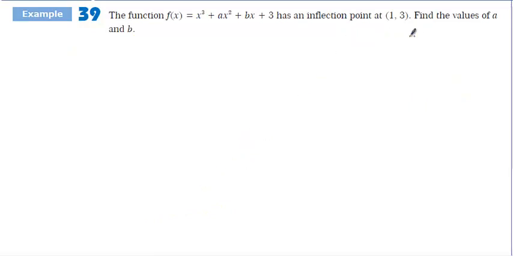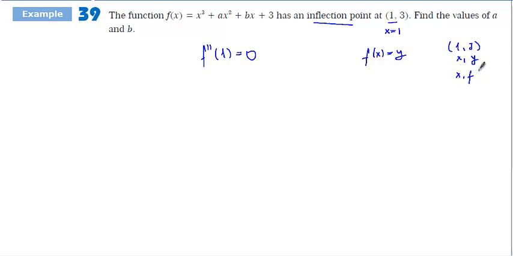Here in this question, the inflection point is already given. Here at x is equal to 1, it means that we have an inflection point. So all this means that f''(1) is going to be equal to 0. And the second part in this question: f(x) is equal to y, and the ordered pair is (1, 3). If it is written like (x, y), it means (x, f(x)), which means (1, f(1)), and that's equal to (1, 3). So f(1) is equal to 3.